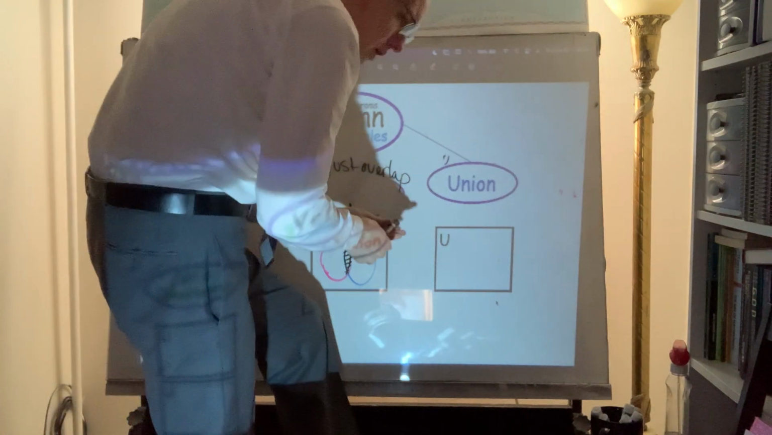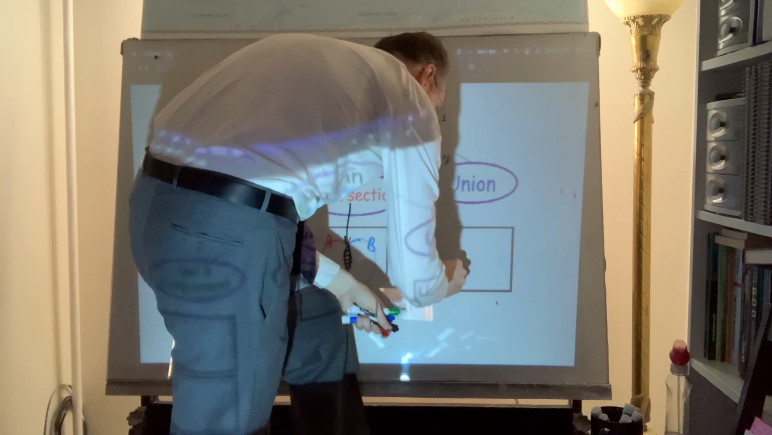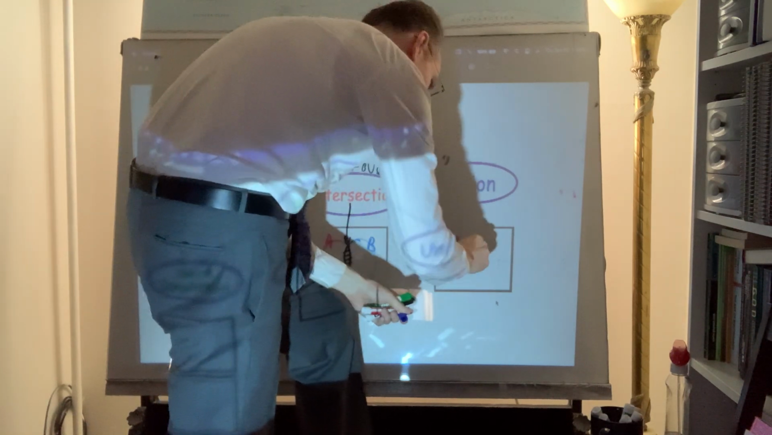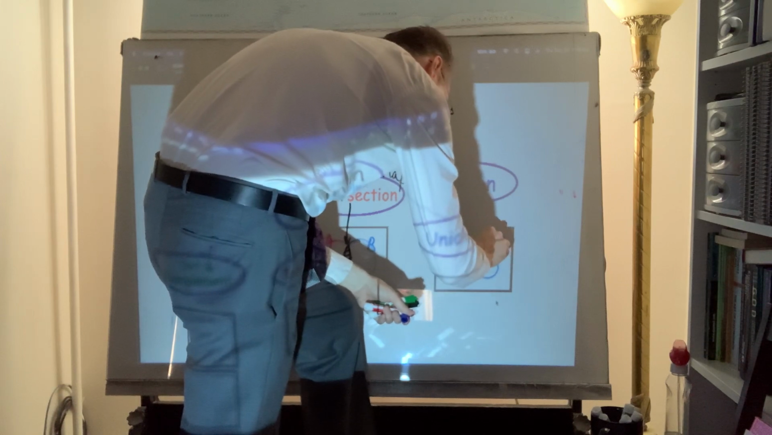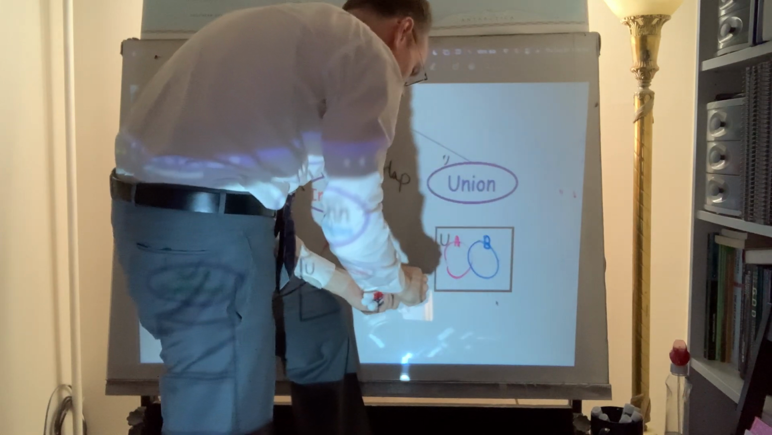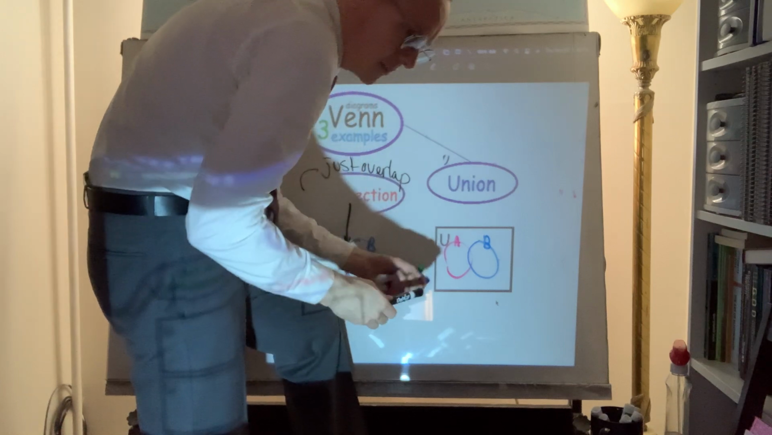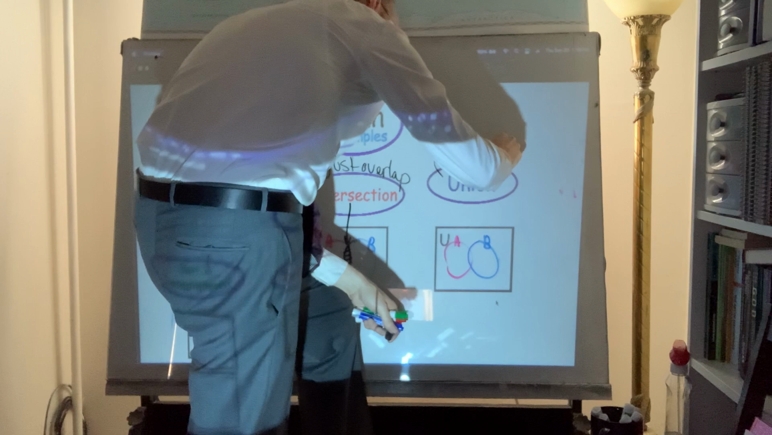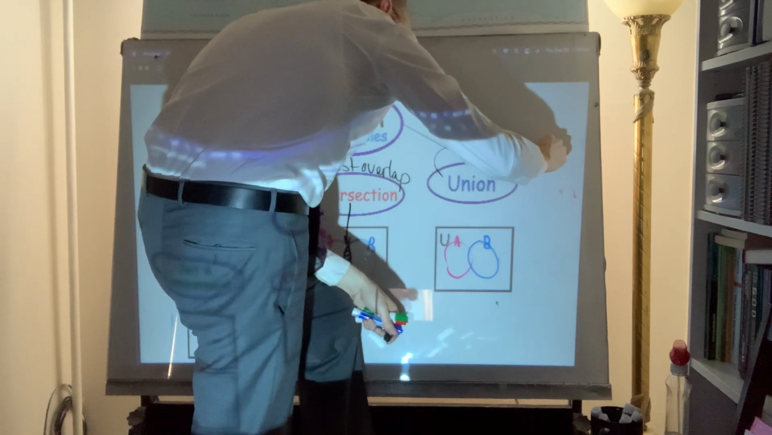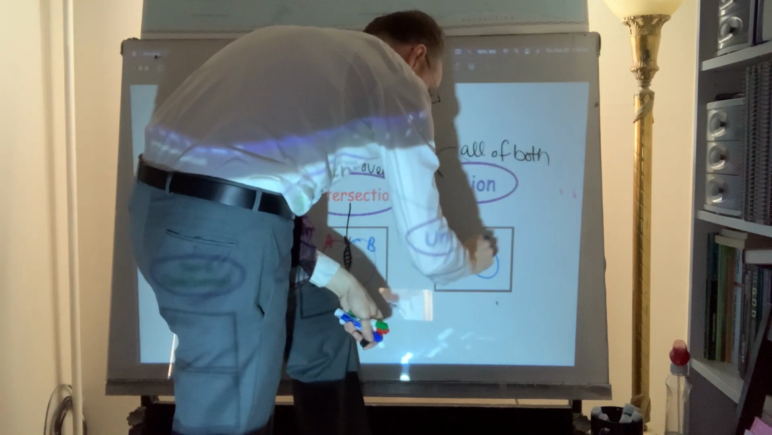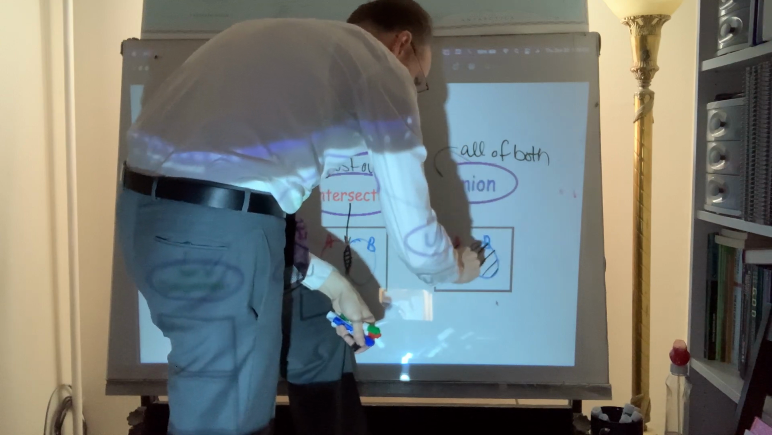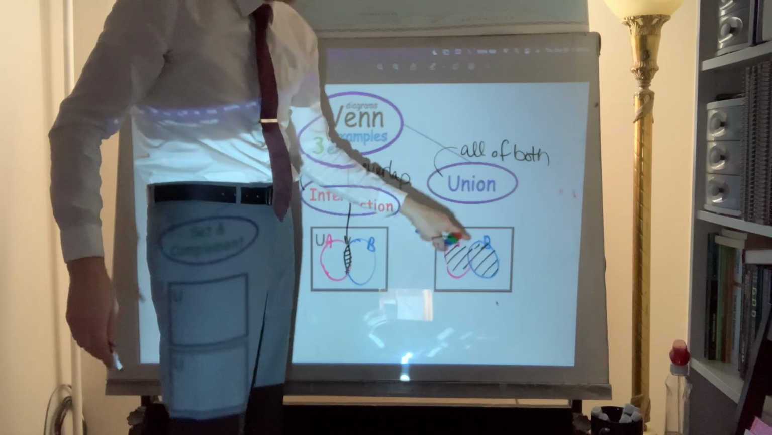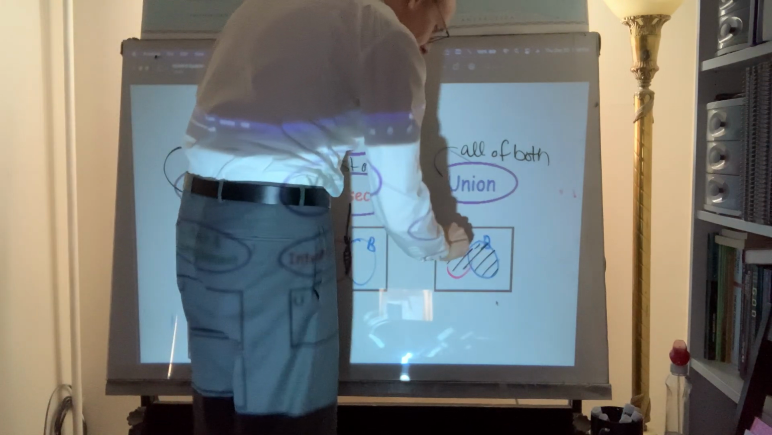And if you have a union, a union would be all of both. So you'd see this entire area is sort of shaded in, or you'd be referring to the elements that are confined within this sort of figure 8.